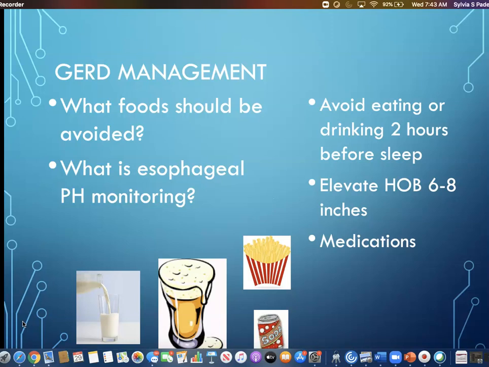So like I mentioned, avoid drinking or eating 2 hours before sleep, and then elevate head of bed 6 to 8 inches. And some of the medications that need to be avoided are NSAIDs like, say, aspirin and ibuprofen.